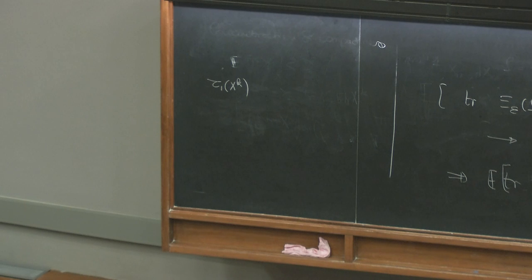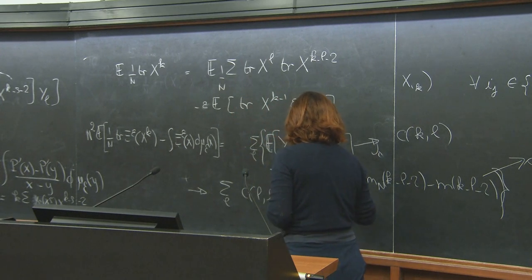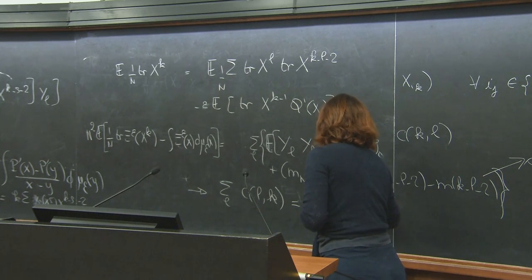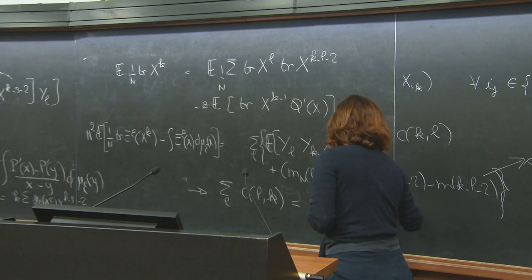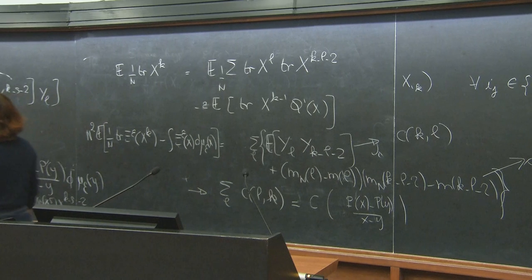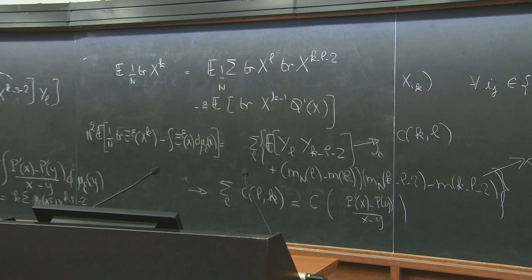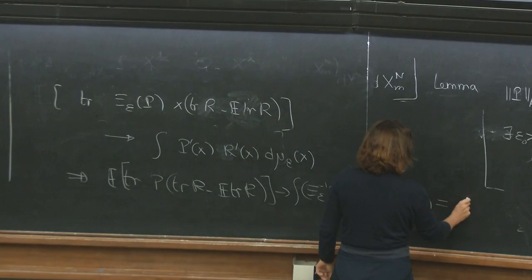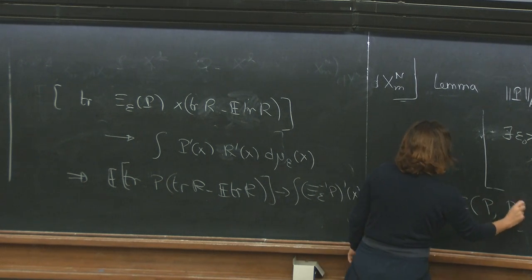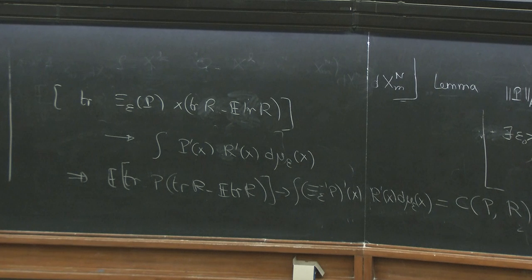To invert it, you need to express this in terms of your operator. This is your covariance kernel, applied again to prime of x, p of x minus p of y divided by x minus y. So this is a covariance kernel applied to P and R. And so by using this formula, you can see that tau 1, which was the limit of your rescaled difference, is going to converge to C applied to P of X minus P of Y divided by X minus Y. So this is just a sum of sine epsilon minus 1.